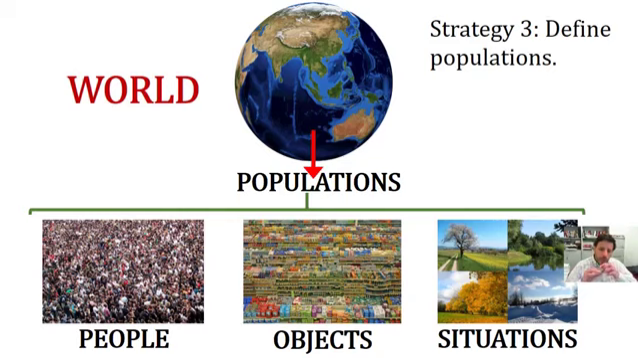So we need, as much as we can, to define the populations of people, objects, and situations that we are investigating. Typically in psychology, we only define very well the people's populations, but not the objects and situations.